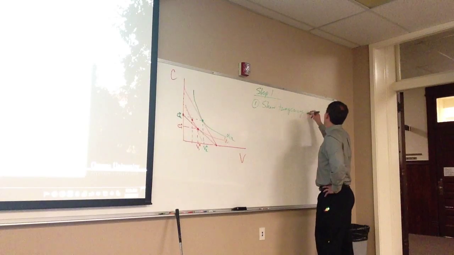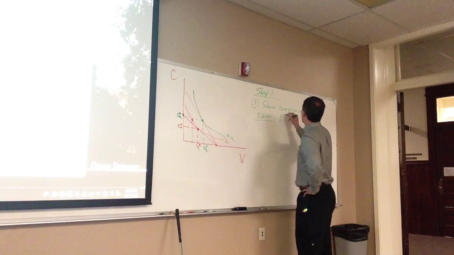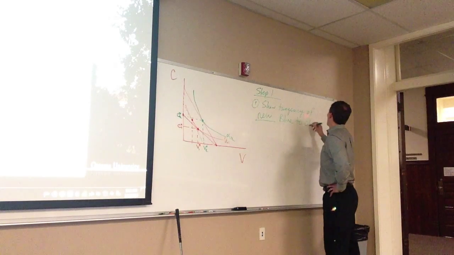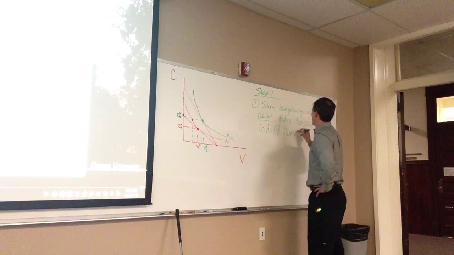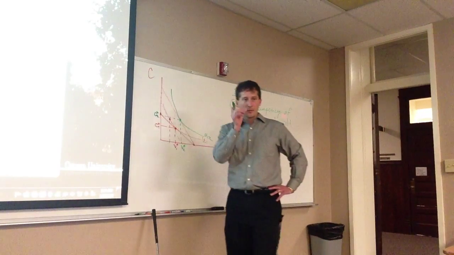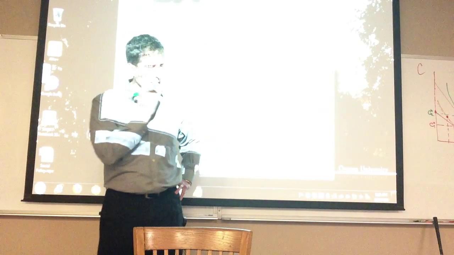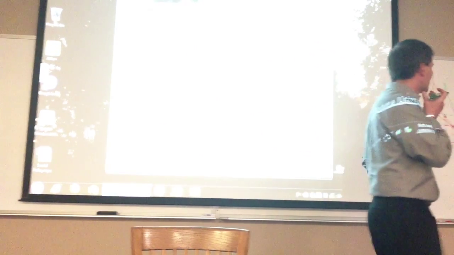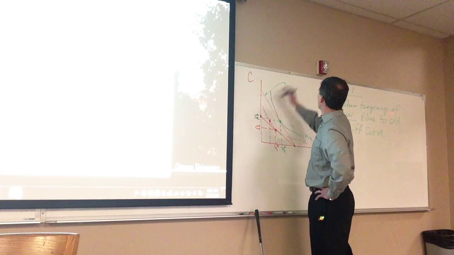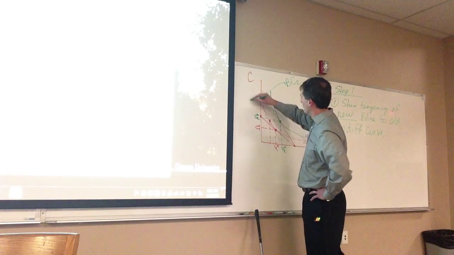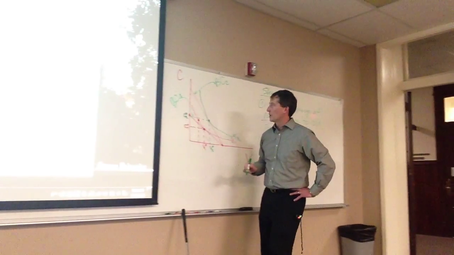Show tangency of new budget line to old indifference curve. Yeah, you can do budget constraint. They've been using BC for this example. This was BC2, budget constraint 2, budget constraint 1. Or you can do a prime.